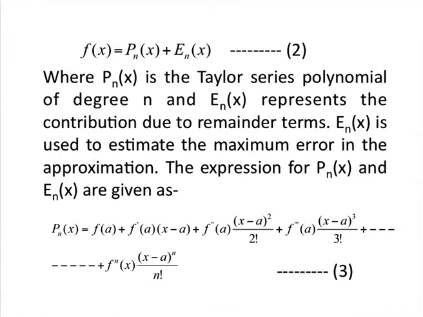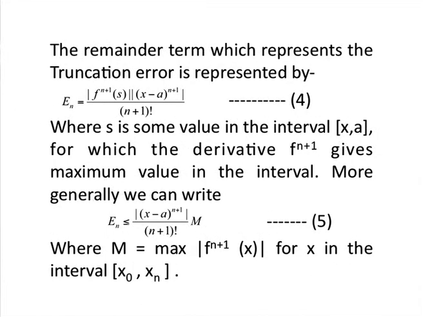The Taylor series polynomial of degree n is given by equation 3, where we have restricted ourselves up to n terms in the Taylor series expansion given in equation 1. The remainder term can be calculated by using the remaining part of the Taylor series, and we estimate the error in our calculation by using this remainder term. You can see the remainder term in equation 4, and here s is some value of x in the interval x to a. To estimate the maximum error in our calculation, we can use the maximum of the n plus first derivative of the function in the given interval x0 to xn. So, if we take some value M, which is the maximum of the n plus first order derivative of f(x) in the interval x0 to xn, the maximum error can be represented by equation 5.